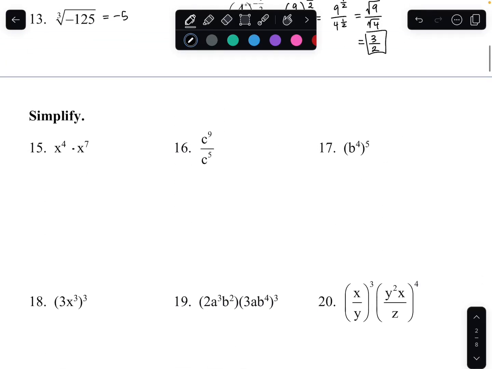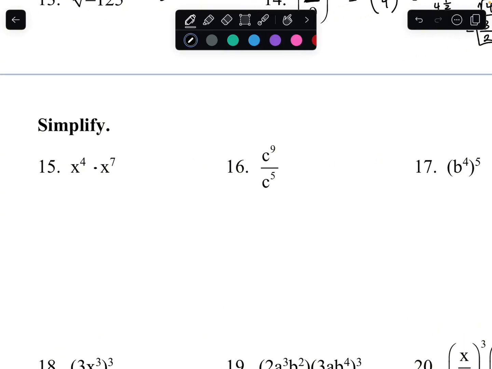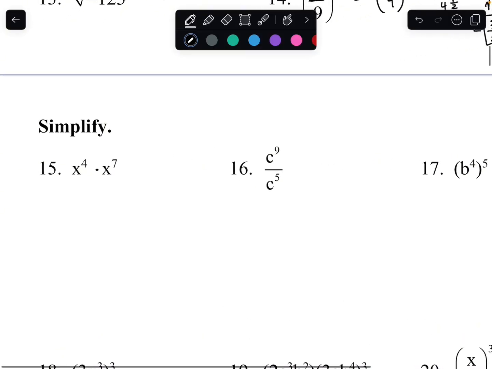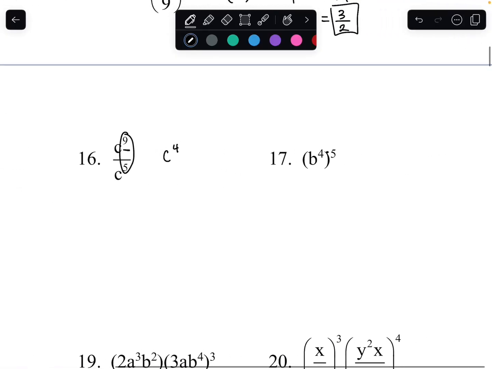Okay, on this back page, we're doing some more simplifications with exponents. Here I have the base written twice, so that means we need to add the exponents. And so that would give us x to the 11th. Here we're dividing, so we need to subtract the exponents. That would give us c to the 4th. Here we have two exponents on one base, so we need to multiply, so b to the 20th.